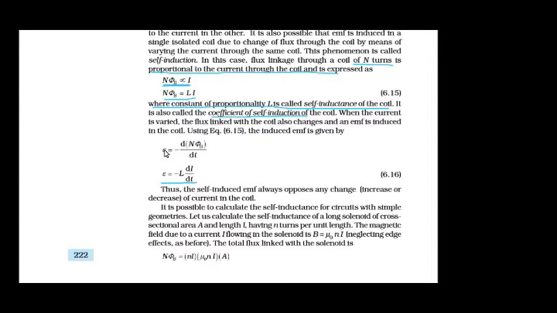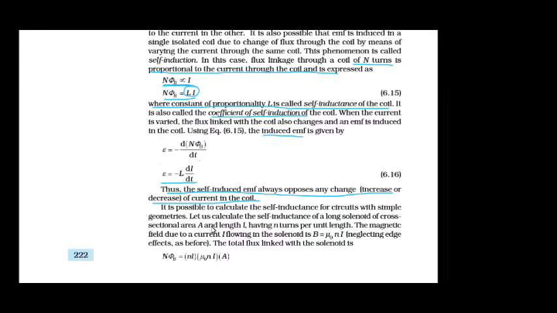So now the induced EMF E is equal to minus d(N phi B) by dt, and instead of N phi B, we have written LI. So L is constant, dI by dt. Thus, self-induced EMF always opposes any change, increase or decrease in the current of the coil. So the negative sign indicates that it opposes any change in current, either increase or decrease.